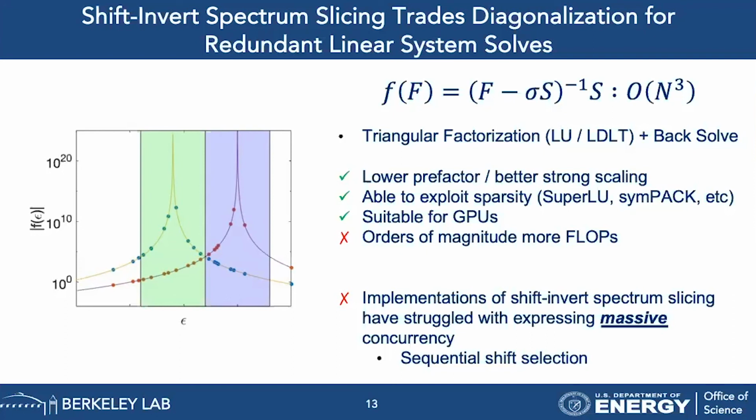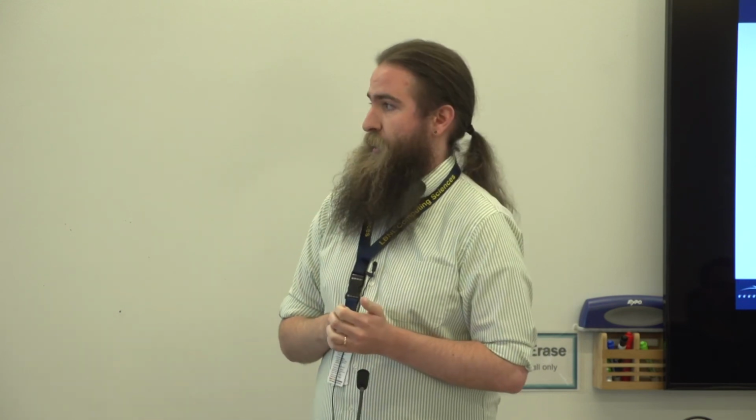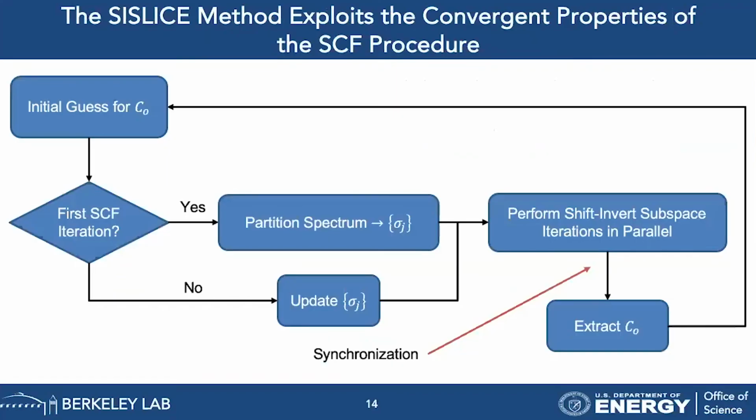But like I said before, we're going to be doing a lot more floating point operations, so we're going to have to come up with a scheme to avoid communication in this algorithm. So this is not a new idea. People have been doing this since, I guess, the 80s. But implementations of this method, as they currently stand, have had difficulty expressing massive concurrency because they rely on sequential shift selection. So they perform some discretization of their spectral region of interest, they obtain eigenvalues at each one of those pieces, then they do another set of shift selections based on those approximations, et cetera, et cetera. So the SISLICE method tries to exploit the SCF eigenvalue problem.